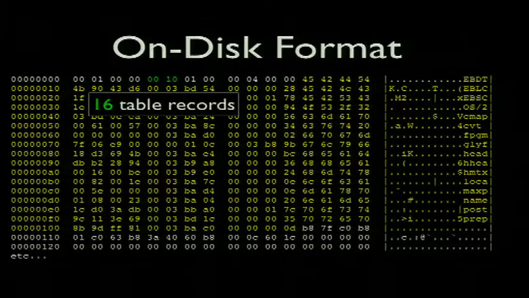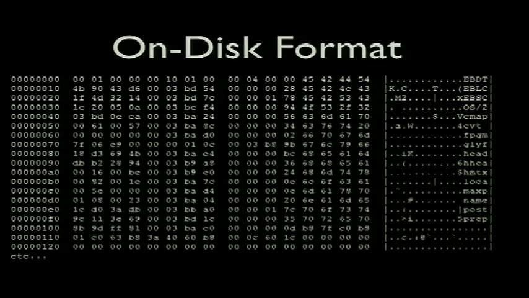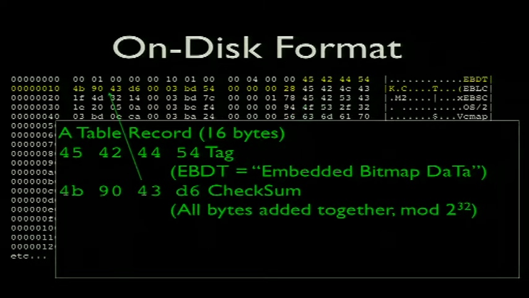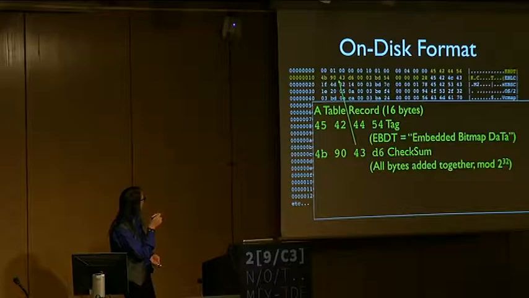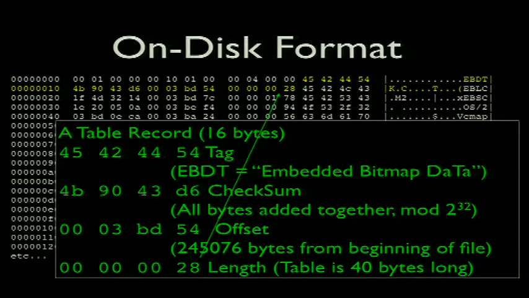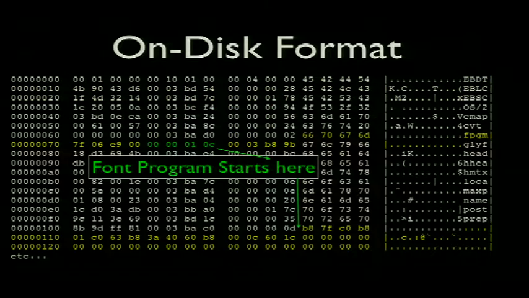So there are 16 tables in this font here, and each directory entry is 16 bytes long. Each one starts with a little tag. This one's the embedded bitmap data tag, which has that magic number. It's got a checksum, which is literally just all the bytes added together, truncated at a 32-bit boundary. And this is where it starts in the file, and that's how big it is. Anyway, next one, same thing, and so forth. So in this particular font, the font program, which is this particular table entry, starts over here.